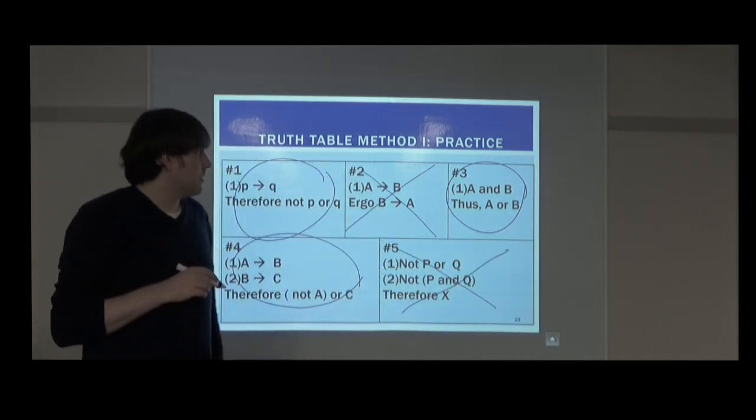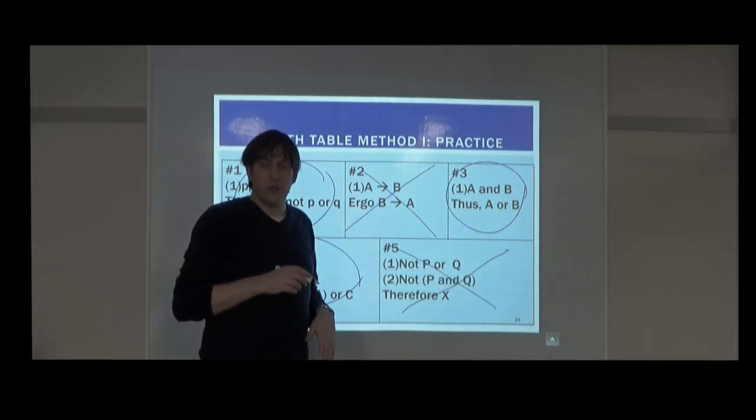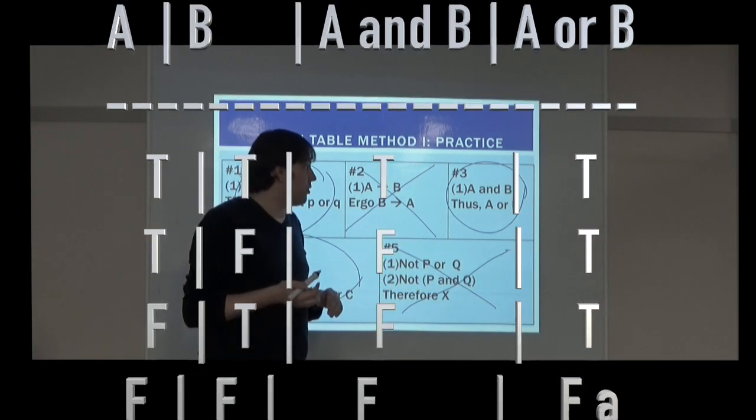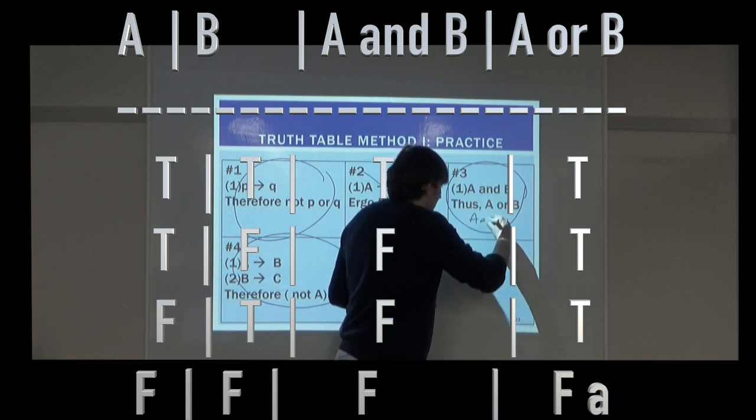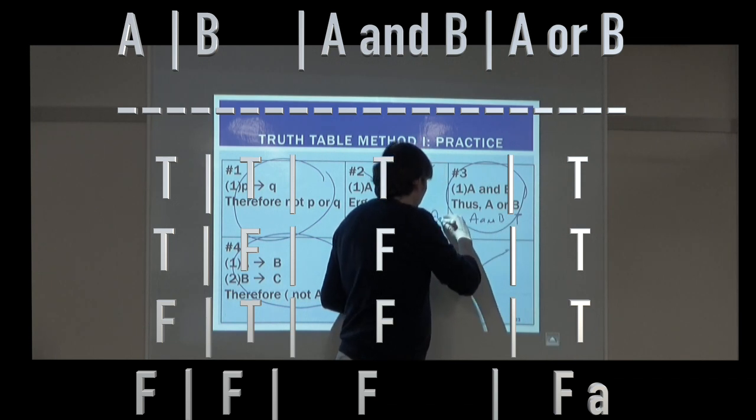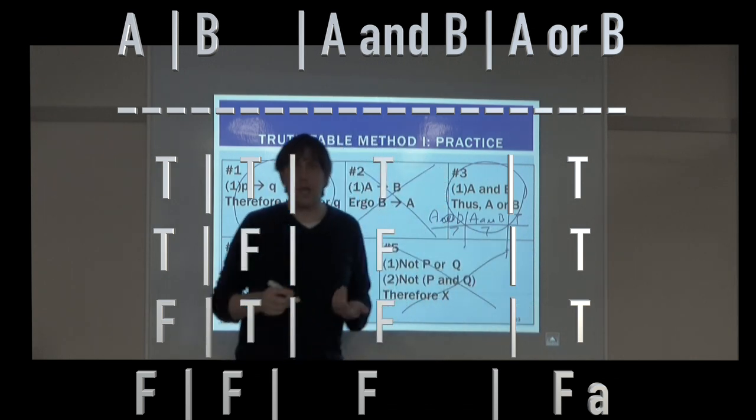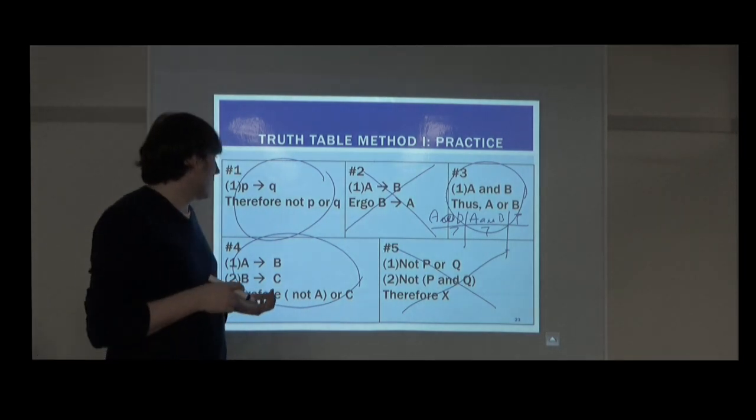So for instance, let's take A and B, thus A or B. Using a truth table, we could see this, because A and B is true only at the top of that truth table. So A and B is true. On the same row, A or B is true. So anywhere that A and B is true, A or B is also true.